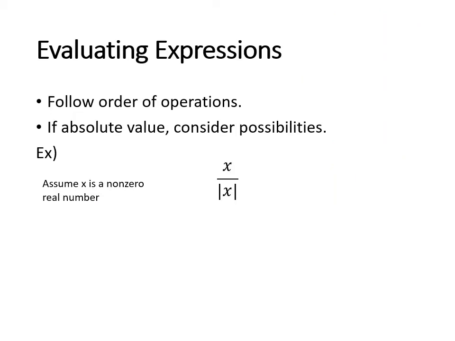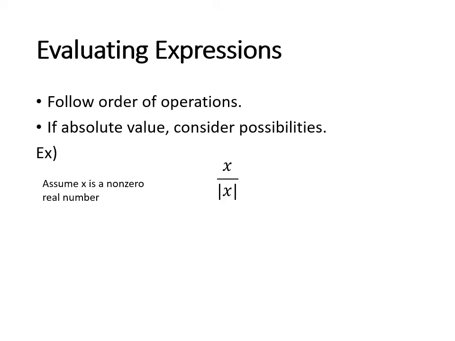Where this really starts to become useful is if we're asked to evaluate expressions under certain conditions. So here's an example where we're asked to evaluate this expression, x divided by the absolute value of x. And it says to assume x is a non-zero real number. Okay, so we know what non-zero real numbers are. They can be on either side of the zero on the number line, essentially, and everything else is fair game. Because, like we said, irrational numbers also are part of the real number system.